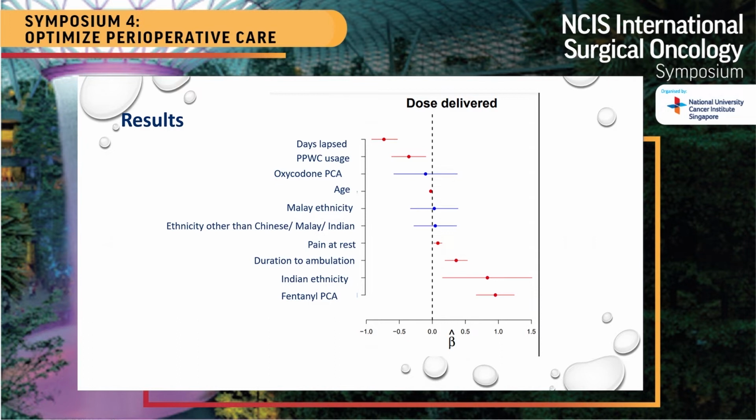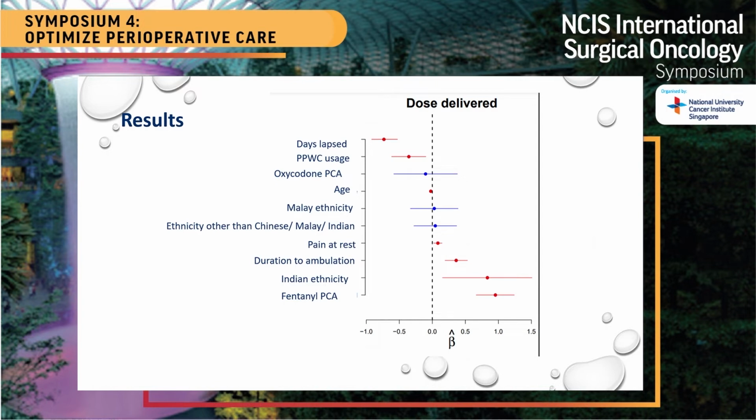So this is the main result. The graph summarizes the result obtained to answer the question as to whether there's a reduction in the dose of opioids administered with pre-peritoneal wound catheter use. We use this linear mixed effect model combined with variable selection technique to find the variables that will make a difference to the dose delivered, correcting for all the other factors.